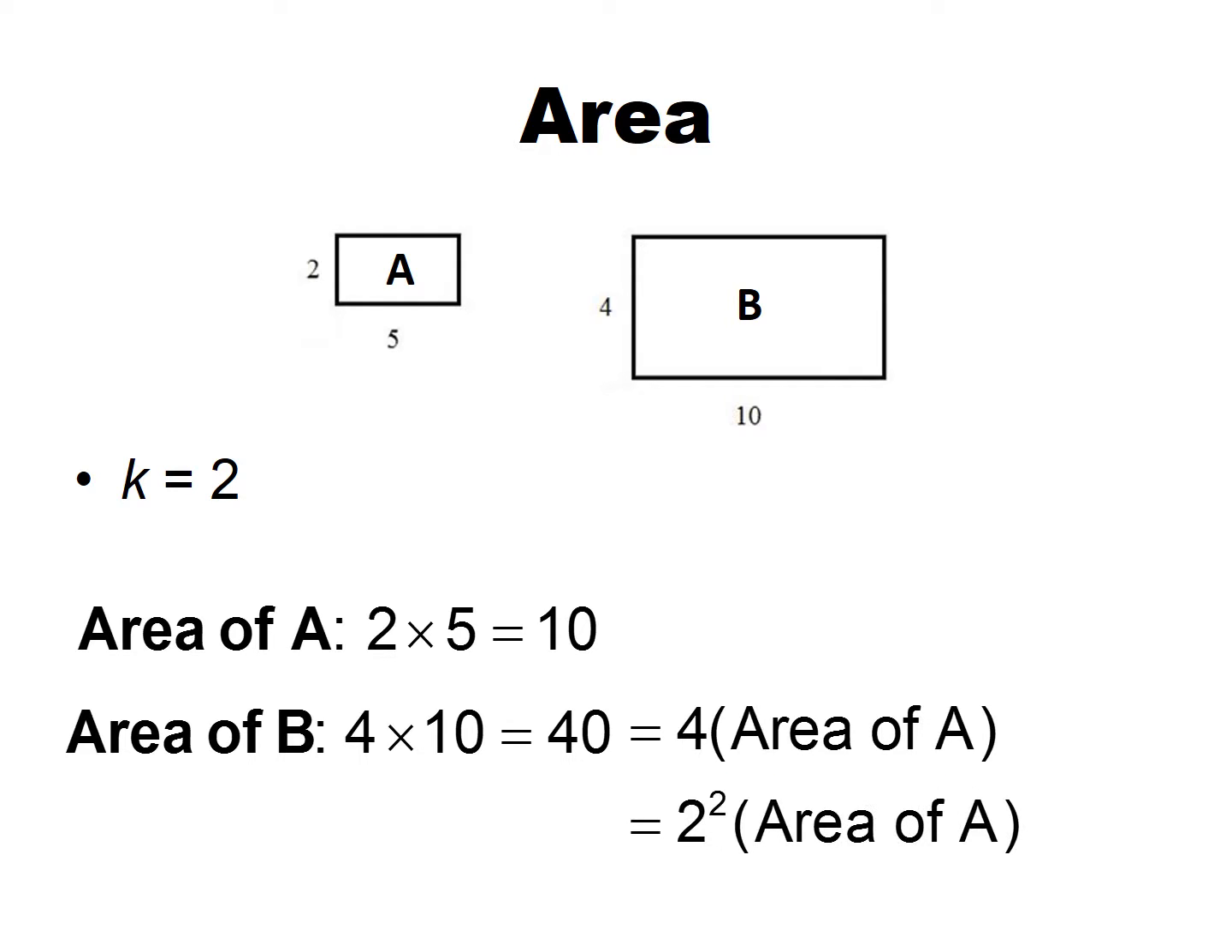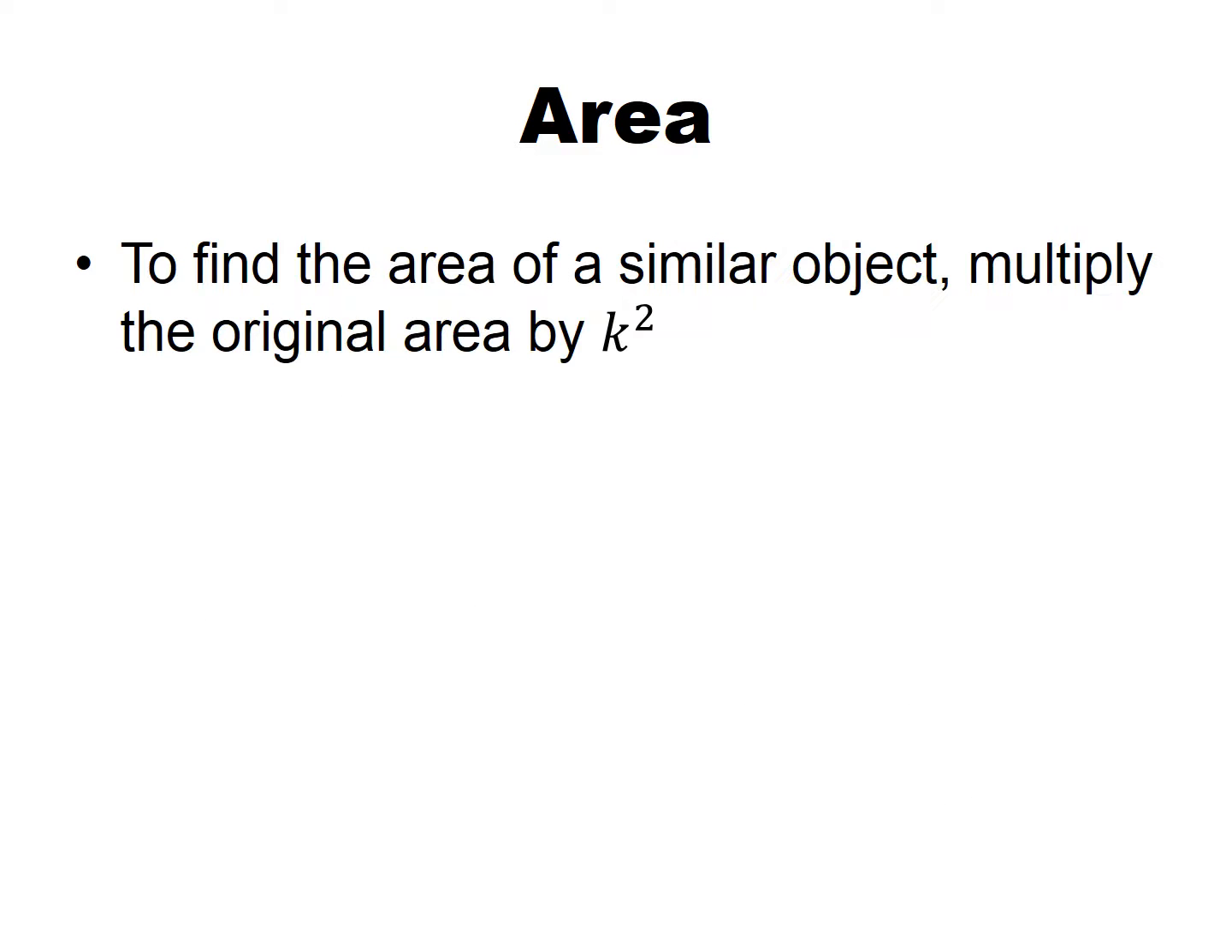Now let's make an observation there. 4 is equal to 2 squared. Now where did the 2 squared come from? Well, the 2 came from k equal 2. And the square is basically due to the fact that we're dealing with area, which has units like feet squared or meters squared. So to generalize this example, what we've illustrated is that to find the area of a similar object, we multiply the original object's area by k squared. We don't multiply by k, it's k squared.